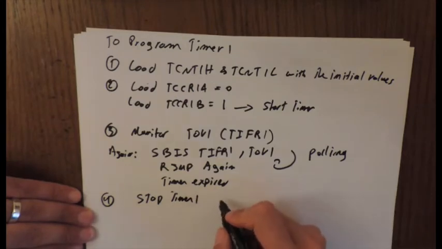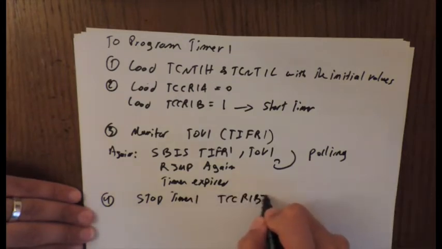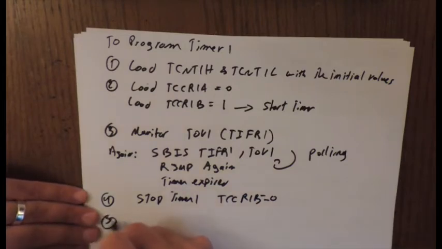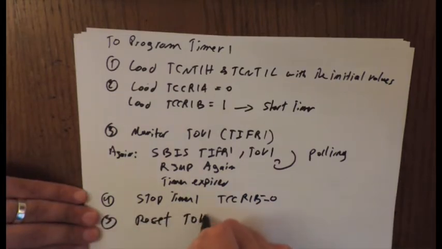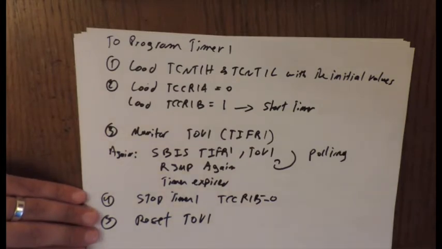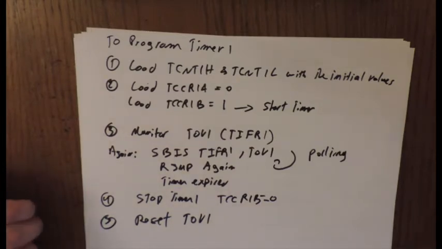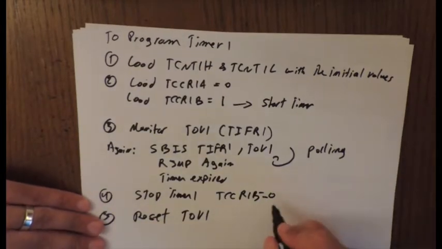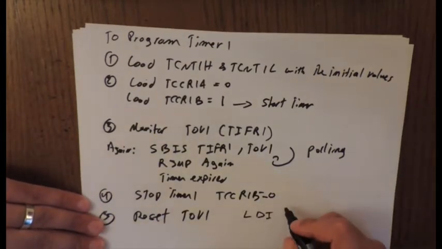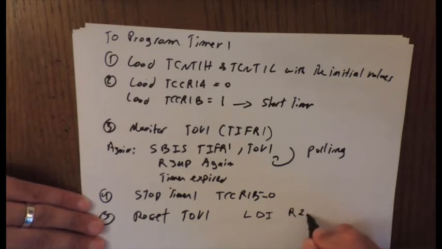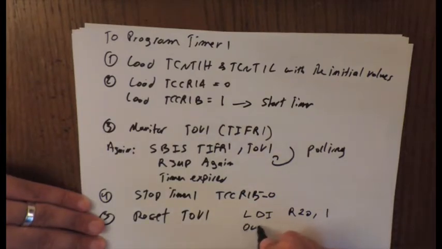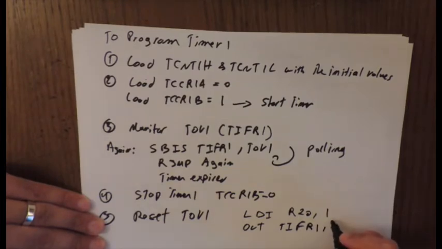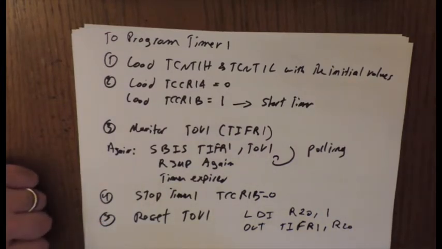The way we do it is by setting TCCR1B to 0, and then reset TOV1. And it's very interesting to see how we reset TOV1. So effectively, when we want to reset it, we do the following. Say LDI R20, comma 1, and then we say out TIFR1, comma R20. So effectively, when we want to reset it, we place 1 in it.